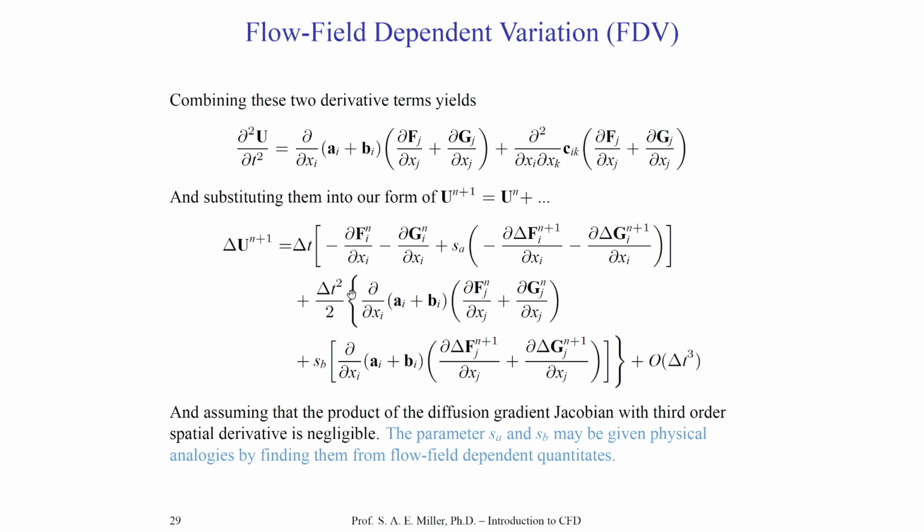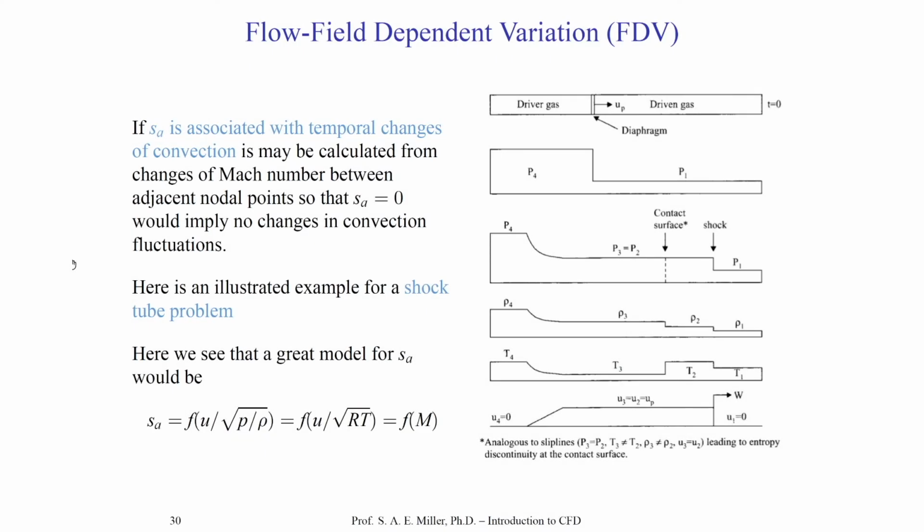That's a lot of work, and we've done this in a very careful way to find an implicit scheme, of course, for FDV. Why did we do this? And I'll try to explain this physically now. The parameters SA and SB will have certain physical analogies, and we'll find them and set them based on the current flow solution. So SB and SA are not constant coefficients. They will vary depending on the local flow properties. This is a kind of model, if you will. Now let's talk about SA first, which is of course operating on the first time derivative.